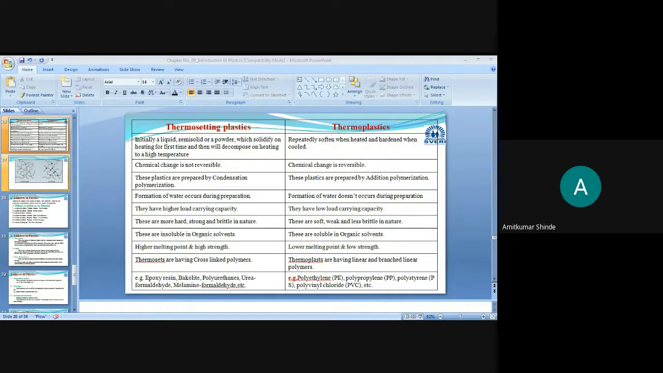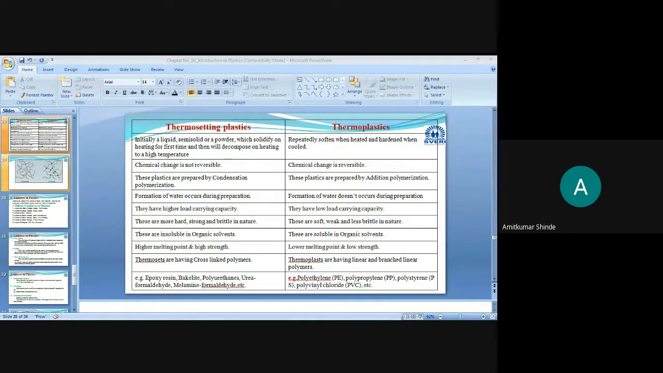And in the thermoplastic material, whichever chemical changes are there, these chemical changes are reversible in nature. You can say that from this first point only, you can do the heating and cooling again and again. You can do the reshaping or remolding again and again. Means whichever chemical changes are there, they are reversible in case of these thermoplastics.